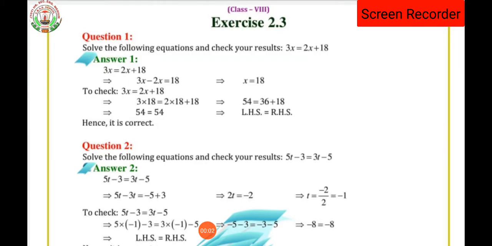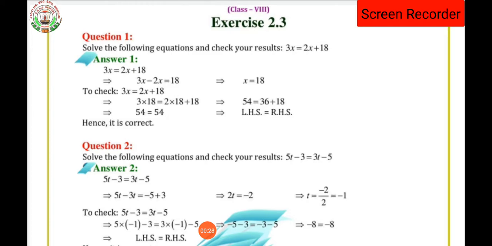Everyone, today we are going to see exercise 2.3 from chapter number 2, linear equation in one variable. Okay, so here is exercise 2.3. In the previous video, students, we had already completed exercise 2.1 and 2.2. Hope you understood the exercise. Now we are having exercise 2.3, question number 1.